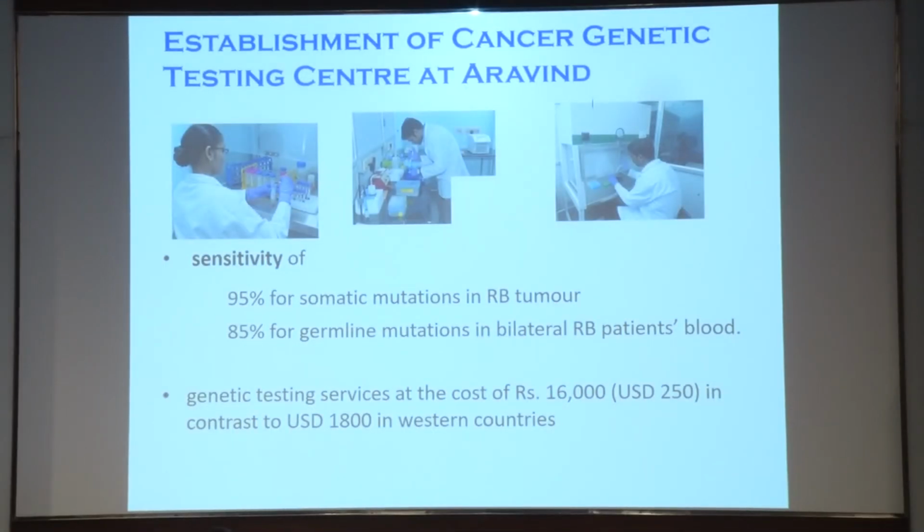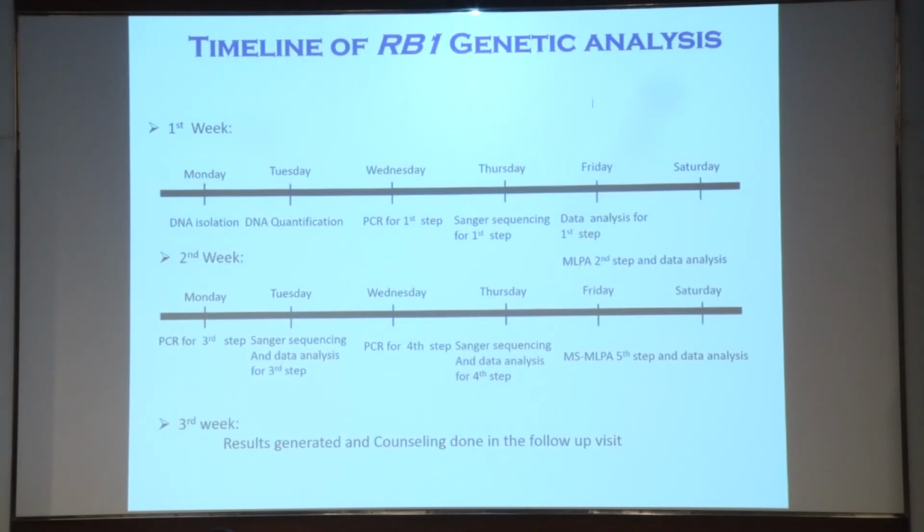Now, we established the genetic testing center, and we have a sensitivity of about 95% for somatic mutations and 85% for germline mutations. And I would say we are not very behind the other established centers in the world. What's more important and relevant to us is the cost has been brought down significantly from $1,800 to about $150 to $200.